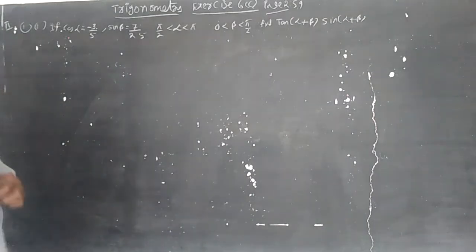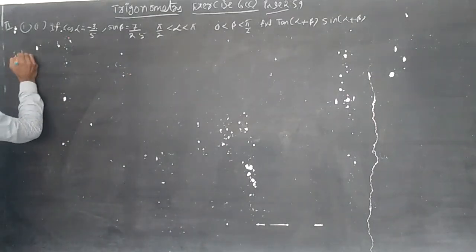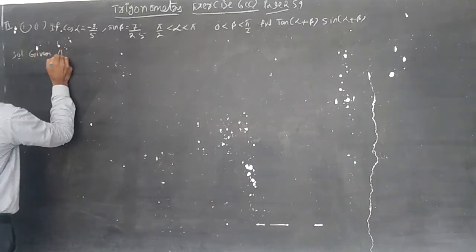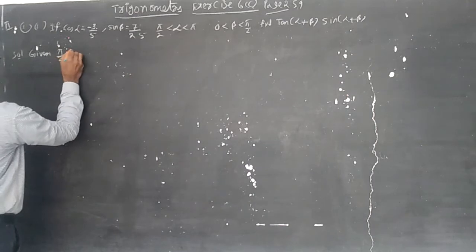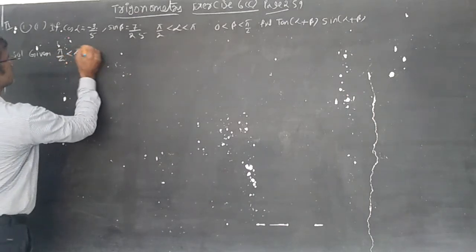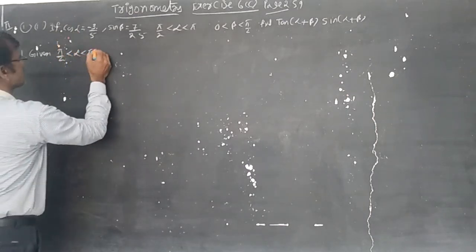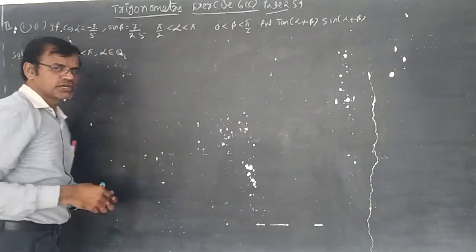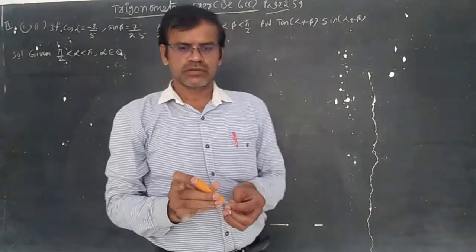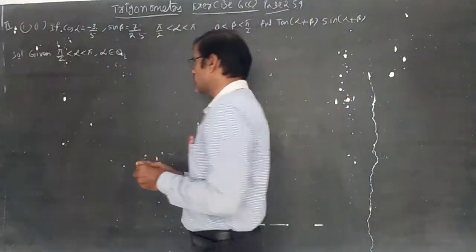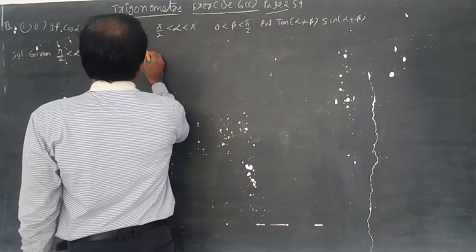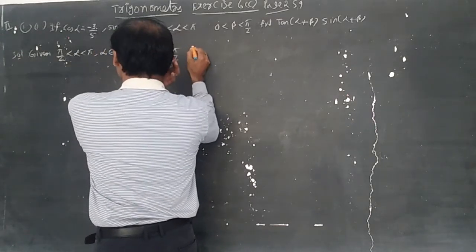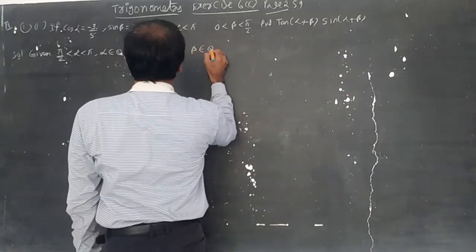Pi by 2 less than alpha less than pi. Given pi by 2 less than alpha less than pi, that means alpha belongs to Q2. So 90 plus and 180 minus belong to the second quadrant, and 0 less than beta less than pi by 2. So this means beta belongs to Q1.